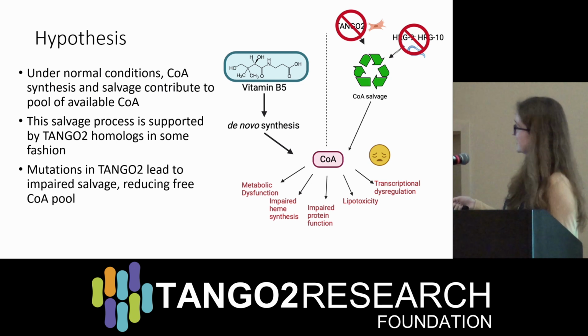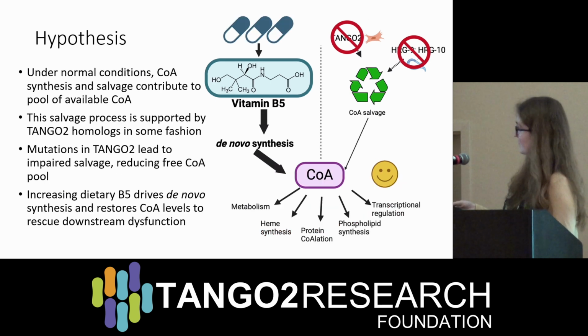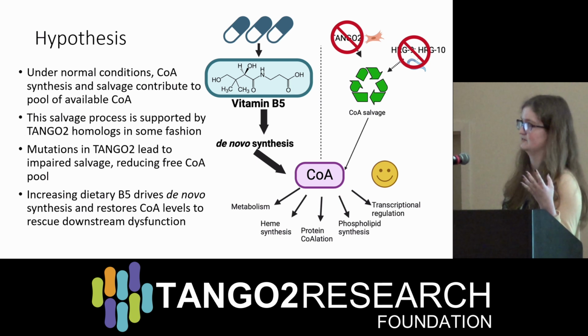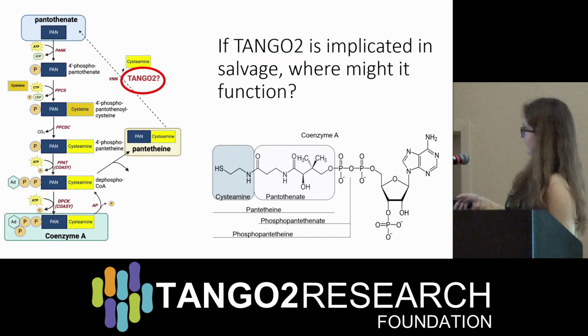So if you take away TANGO2, or take away AGG9 and AGG10 in my worms, maybe something's going wrong in this salvage pathway, so you're not able to maintain the amount of CoA that you need for all of these important reactions. And then when you supplement with B5, giving the cells extra B5, you're able to make more of it through this synthesis pathway and get the pool of CoA back up to a level that your cell can use, even though maybe something isn't quite working in your salvaging pathway.